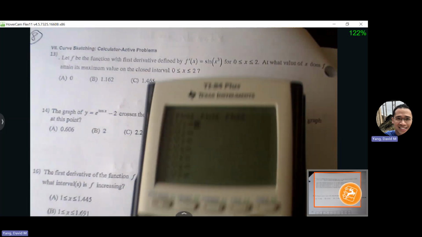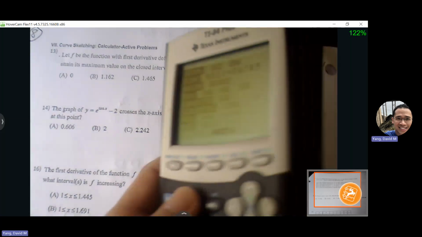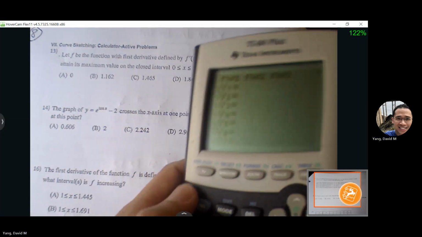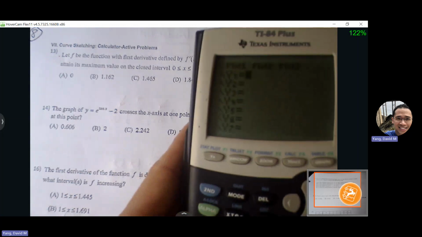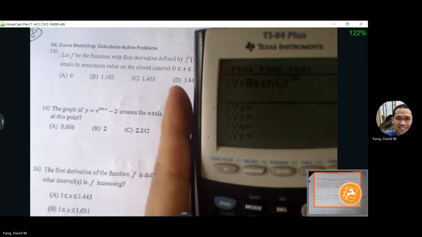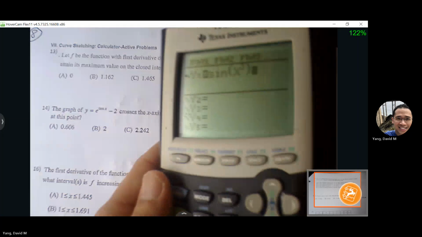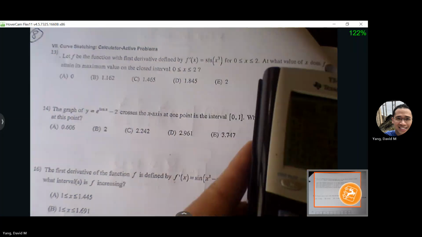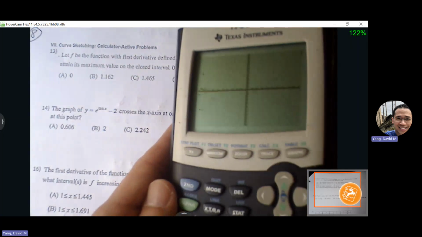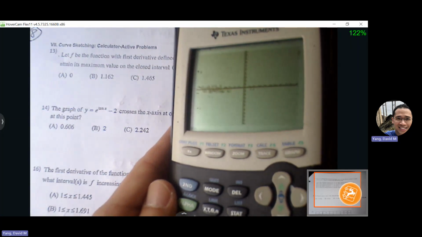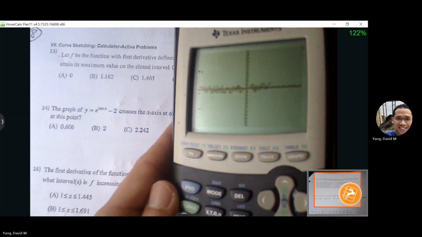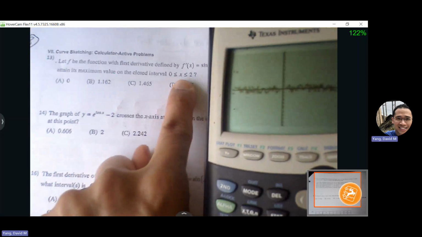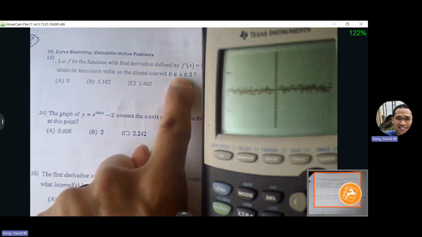So in your graph here, we're going to do sine of x cubed. Make sure you're always in radian mode. So y equals sine x cubed. If I do zoom 6, I can get a graph going, but this is probably showing more than I need to see. So I can just put a box around 0 and 2 because I know that I'm only looking at the interval from 0 to 2.